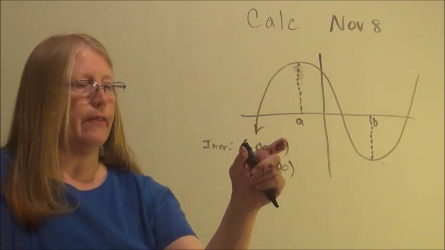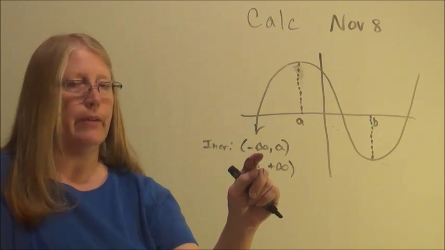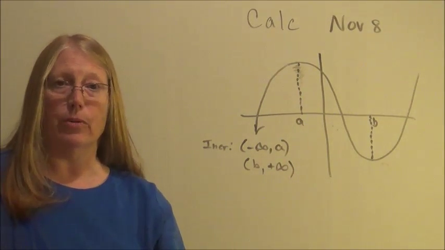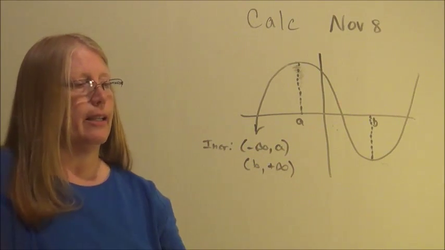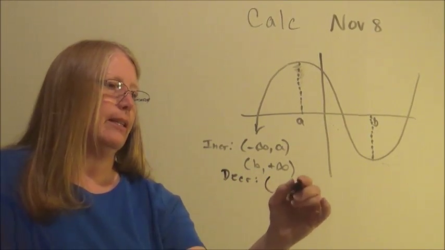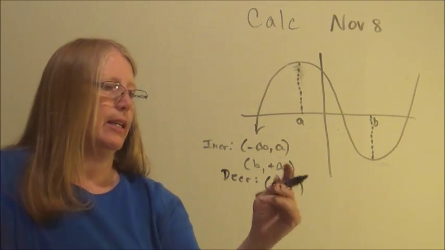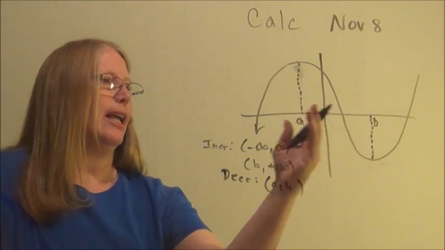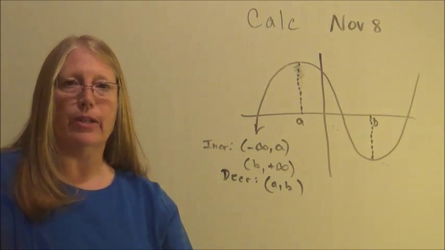These types of descriptions for increasing and decreasing will have parentheses because it will never include negative infinity. And at A, right at A, it's not increasing or decreasing, but just up to it. So we're going to use parentheses. And then the decreasing will be the interval from A to B. So notice what I put in these intervals are x values. So for the values between x equals A and x equals B, in that interval, the function is decreasing.